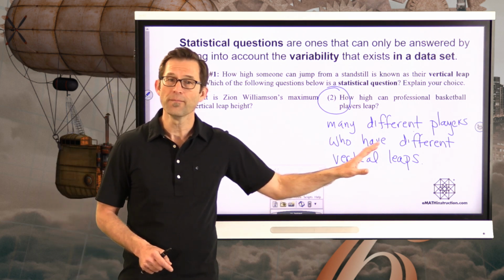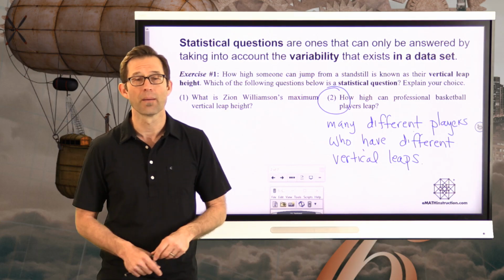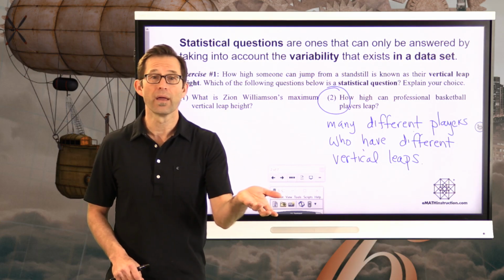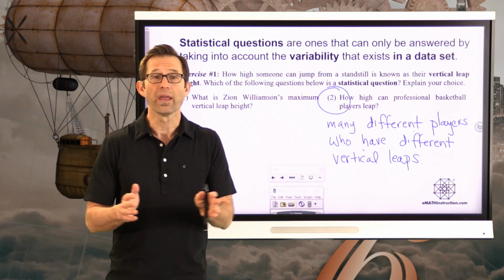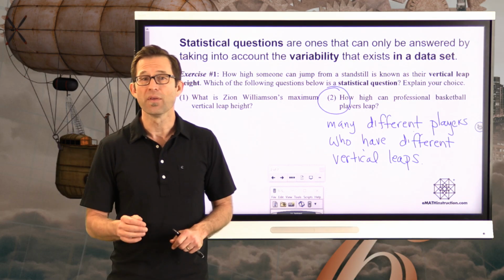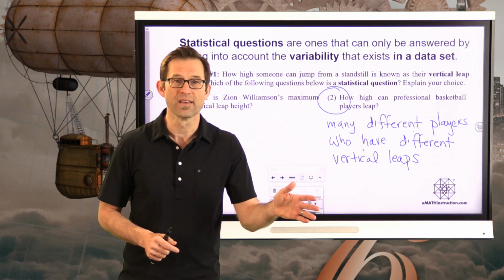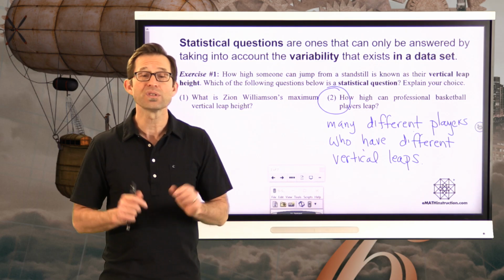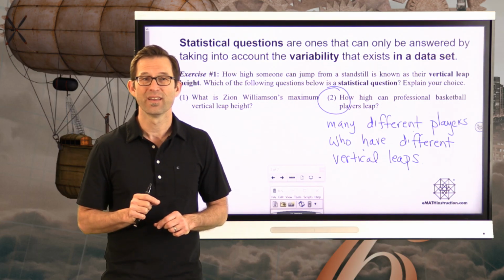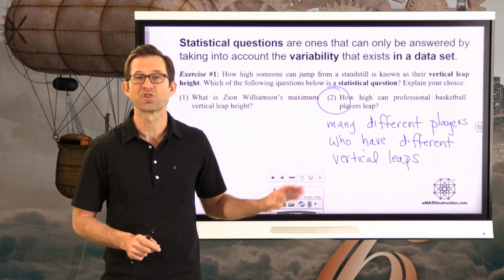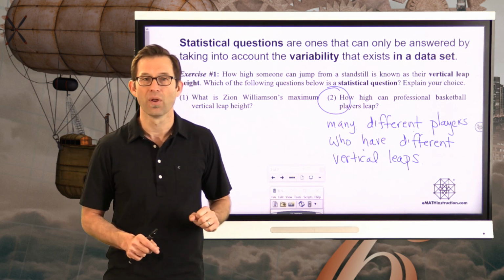This one though, if I really wanted to answer this question, I'd have to give you a lot of different information. I might say the minimum vertical leap height for an NBA player is this, the maximum vertical height is that, the range of heights would be this. Maybe the average height that they can jump is the following, the median height is this. And all those numbers are what we call statistical measures. They are numbers that actually start to answer a question that involves variability.